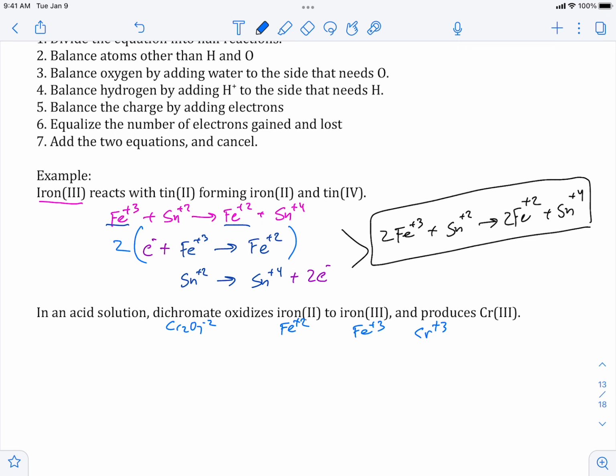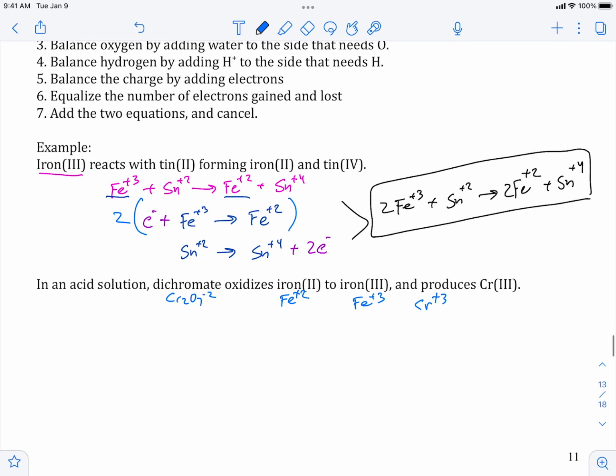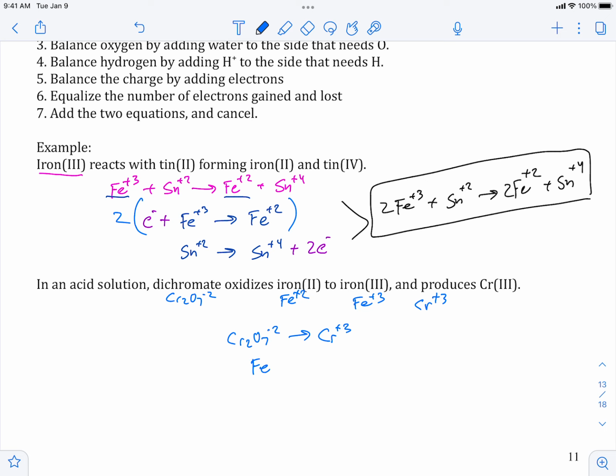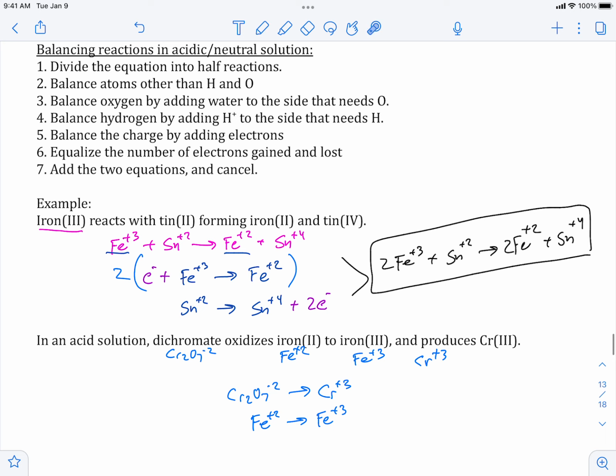So step 1, write the half reactions. So the first half reaction would be the Cr2O7 minus 2 becoming chromium-3. I'm actually going to center this a little bit because I'll be adding to both sides. So you need it in the middle. Okay, that's our first half reaction. The second half reaction is the iron with a charge of +2 becoming iron with a charge of +3. Okay, that's step 1.